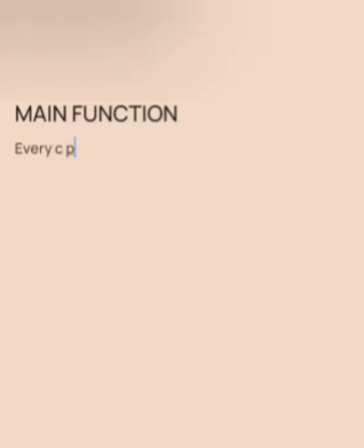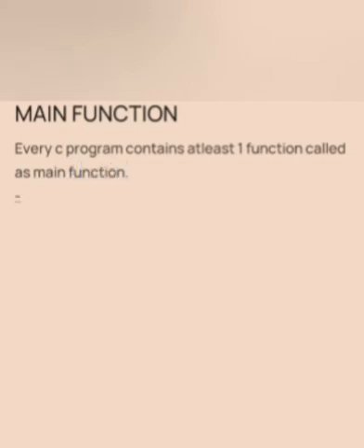Now let's have a look at the third part, which is main function. Every C program contains at least one function called as main function. Main function is actually required for the execution of our actual program. Now let's see the fourth part, which comes inside the curly braces and is named as declaration.